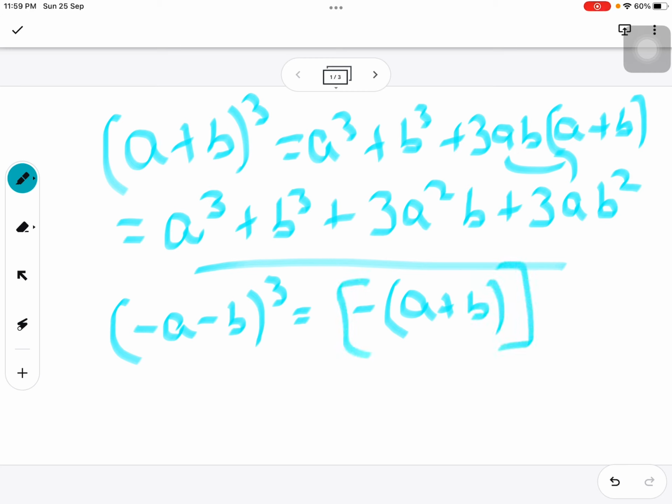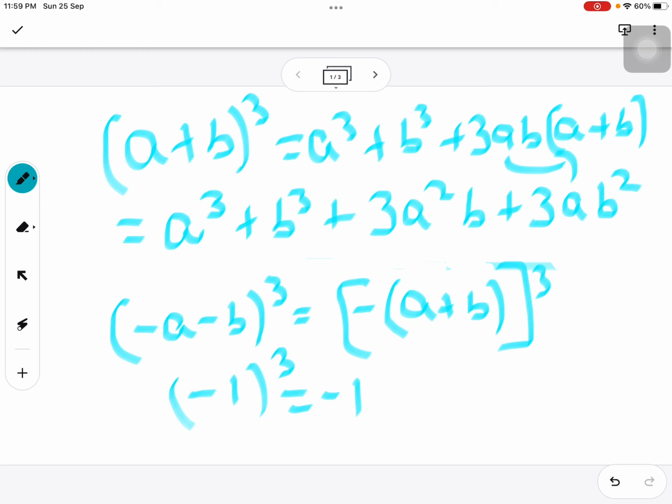it becomes a plus b whole cube. But here the problem is minus 1 cube is not plus 1, so here it will make a difference. So the minus 1 whole cube is minus 1. When you have odd powers to minus 1, it becomes minus. When you have even powers to minus 1, it becomes plus. So because 3 is an odd power, minus 1 whole cube will be minus 1.